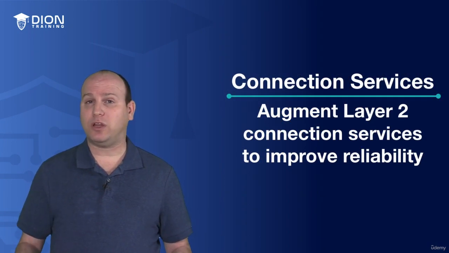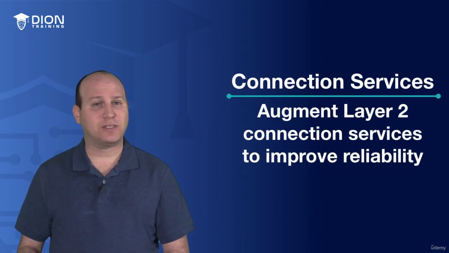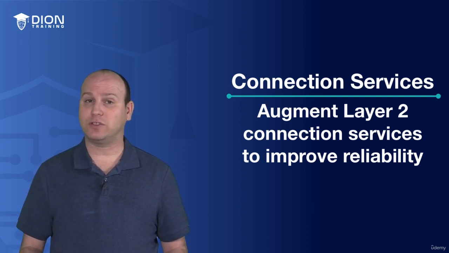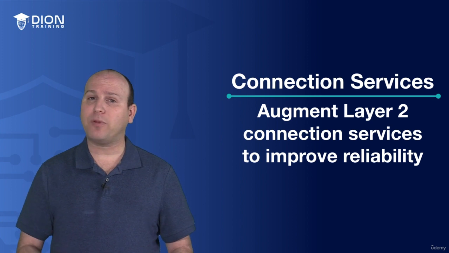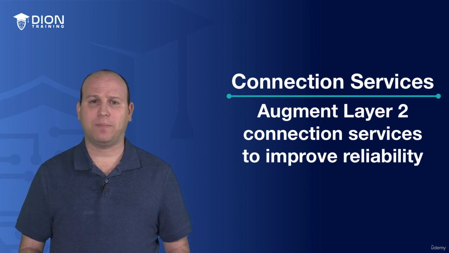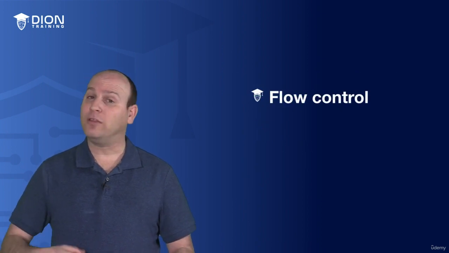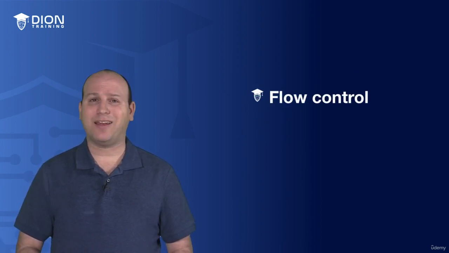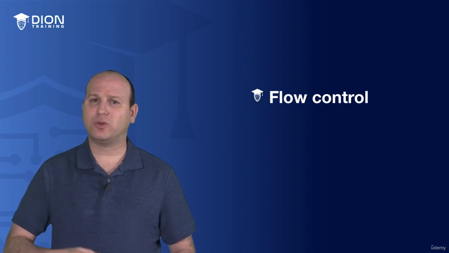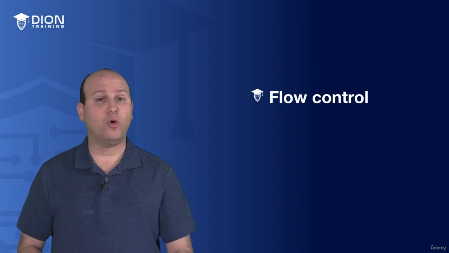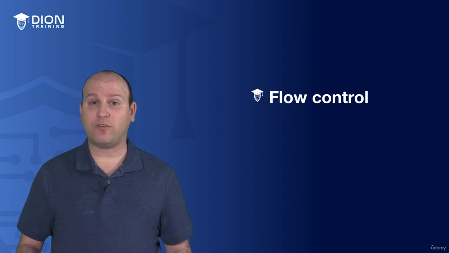Now, the next thing we need to talk about here is connection services. Connection services are going to augment our layer 2 connection services that we talked about previously and provide us with some additional reliability. Again, we're going to have some more flow control added here, and this is going to prevent the sender from sending data faster than the receiver can get it. That's the way we have flow control, so it can say, hey, slow down, you're sending me too much data. Or, speed up, I can take more, I'm ready for more.